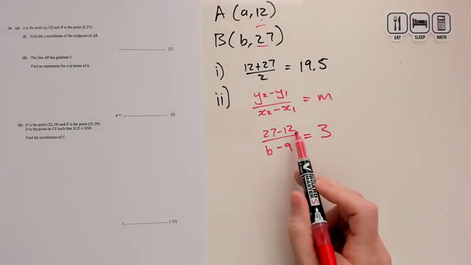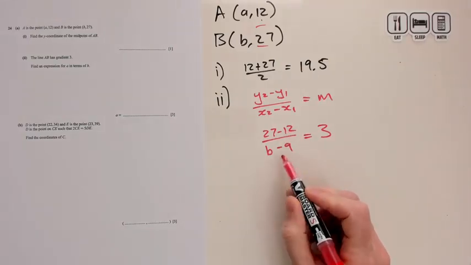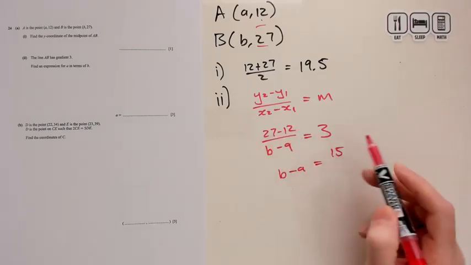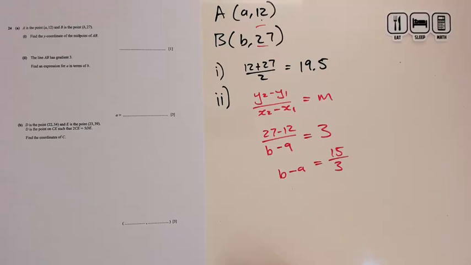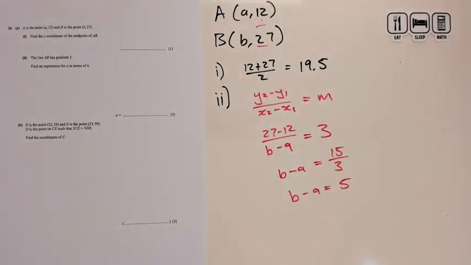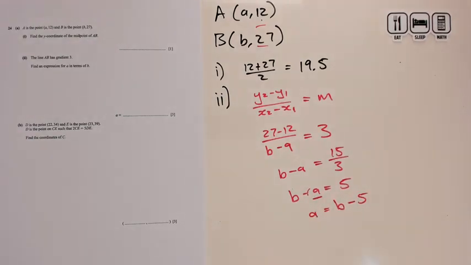So 27 minus 12 is 15. If I wanted to get B and A alone, I'll just move this top over. So B minus A is going to be 15 divided by 3, and 15 divided by 3 is going to be 5. And I want an expression for A in terms of B, so A should be the subject. If I move A over, it's positive A. The B stays here, and this comes over, so it becomes negative 5. So A is B minus 5. So not too tricky, but still, I think it's worth a video.